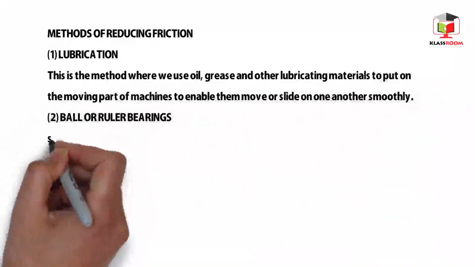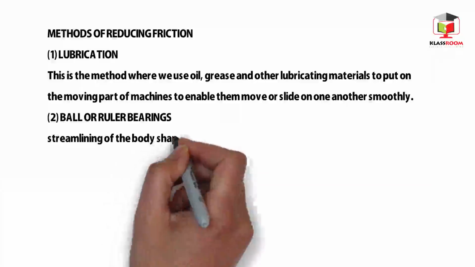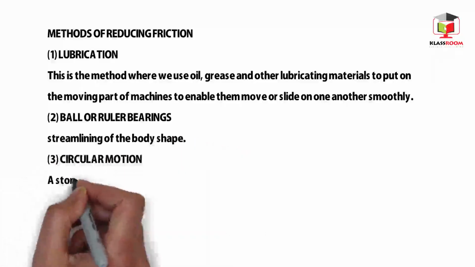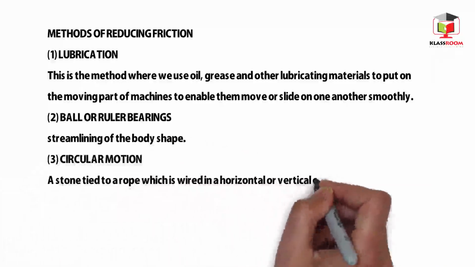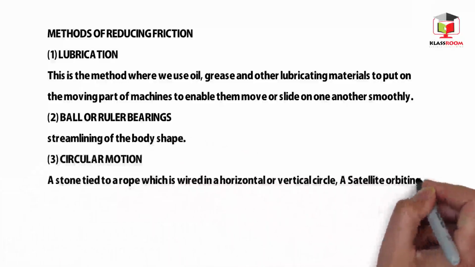Ball or roller bearings. Streamlining of a body shape. Circular motion: a stone tied to a rope which is whirled in a horizontal or vertical circle.